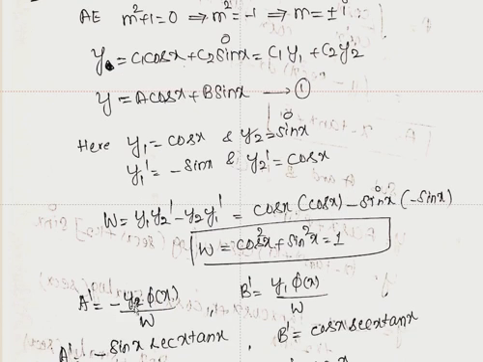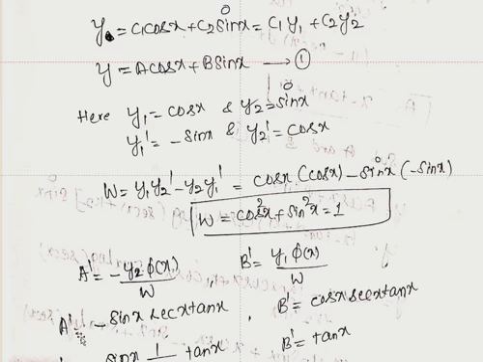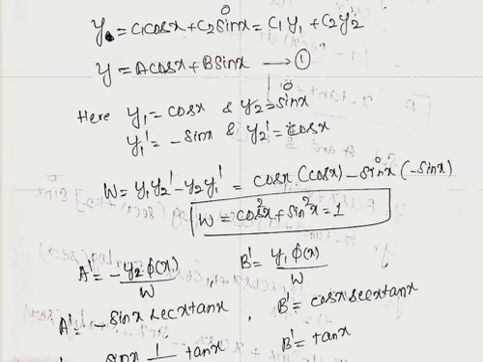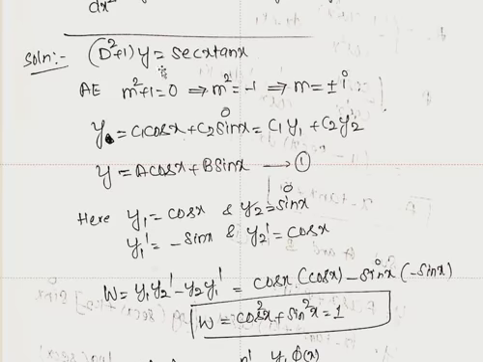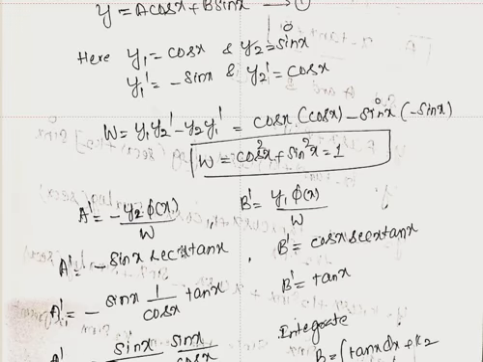Next, A dash is equal to minus y2 into phi of x divided by W. Similarly, B dash is equal to y1 phi of x divided by W. Here A dash is equal to minus y2, which is sin x, so minus sin x. Here phi of x is the RHS of the given equation, therefore secant x into tan x is the phi of x, divided by W, which is 1. Therefore we get minus sin x into secant x into tan x. B dash is equal to y1 which is cos x, phi of x is the RHS of the equation, that is secant x into tan x.